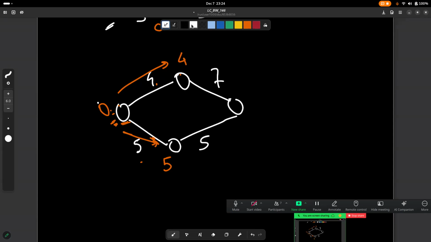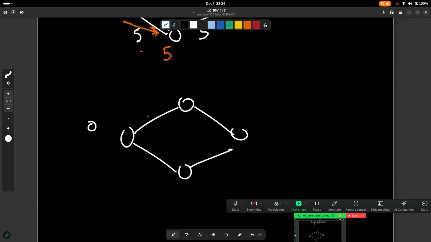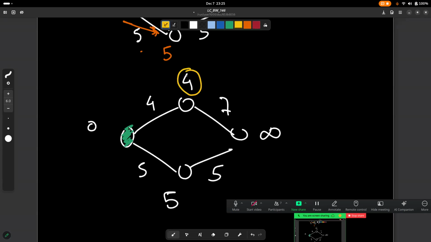So after my update, my graph becomes something like this: the first node is at distance of 0 from itself. This is at distance of 4, 5, and this is still at a distance of infinity. So this is 4, 7, 5, and 5. And what I do is, this 0 node has been explored, so I don't need to do anything else to it. I take the next node which has not been explored and which has the smallest distance. So as you can see, it is 4 in this case.